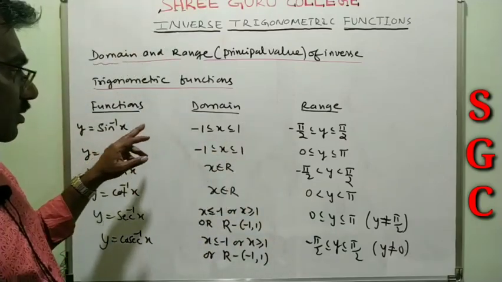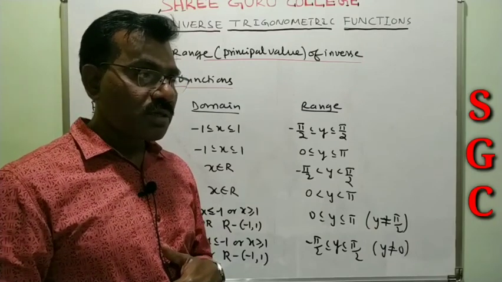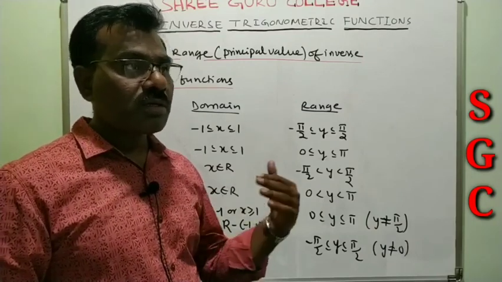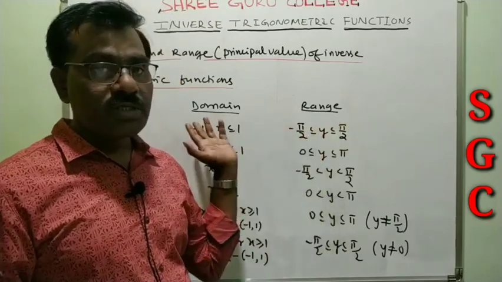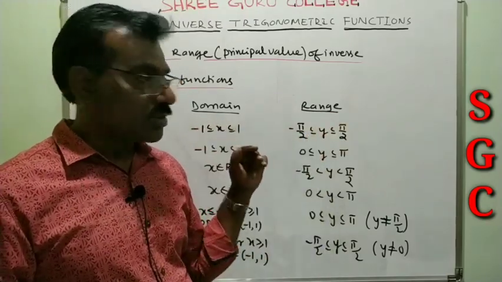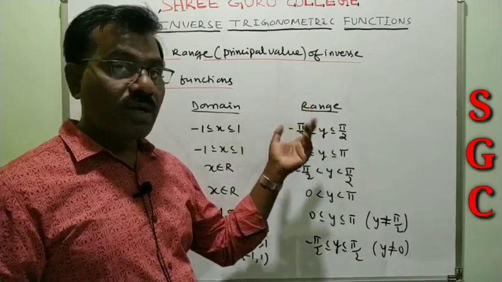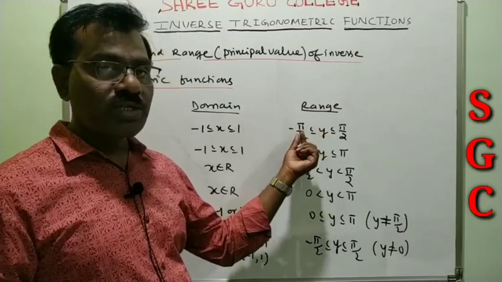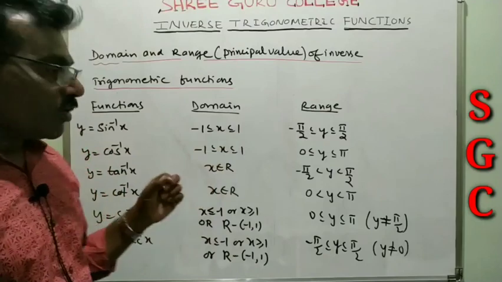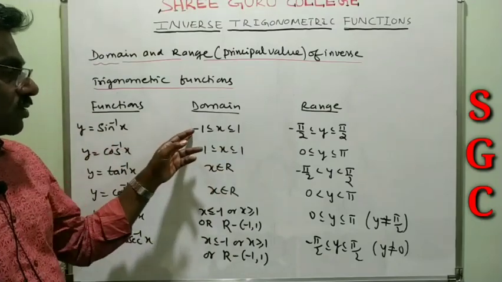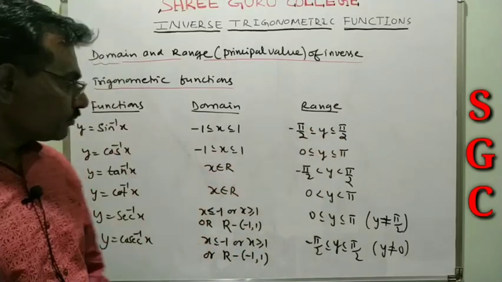I explained, for sine inverse to exist, it must be on the interval -90 to +90. In this interval the function is one-one and onto, a bijective function. Otherwise infinite values come, so here you select one restricted interval, -90 to +90. This is called the range and this is called the domain. So y is sine inverse of x, domain is x from -1 to +1, range is -90 to +90.